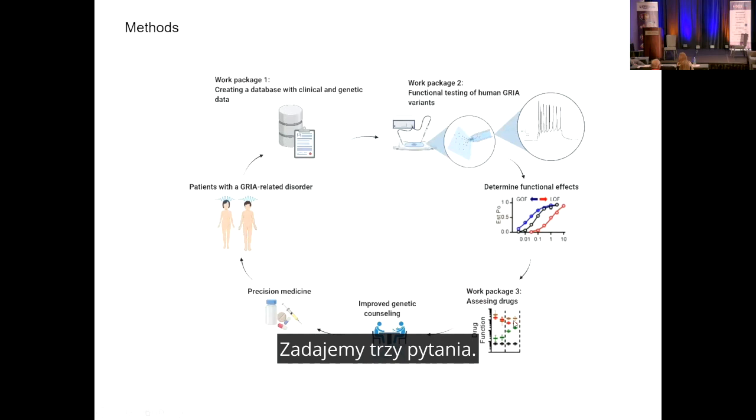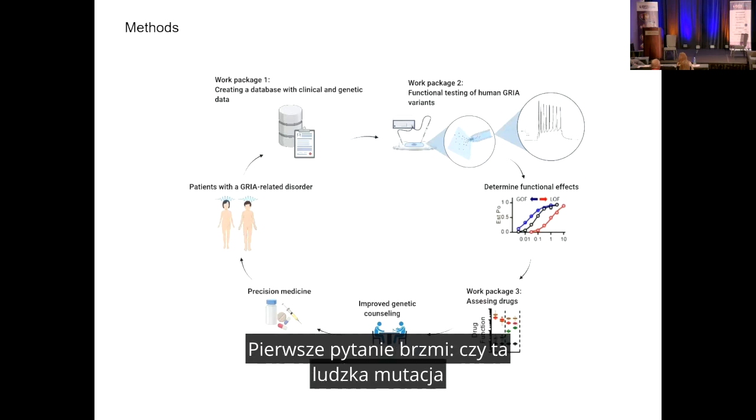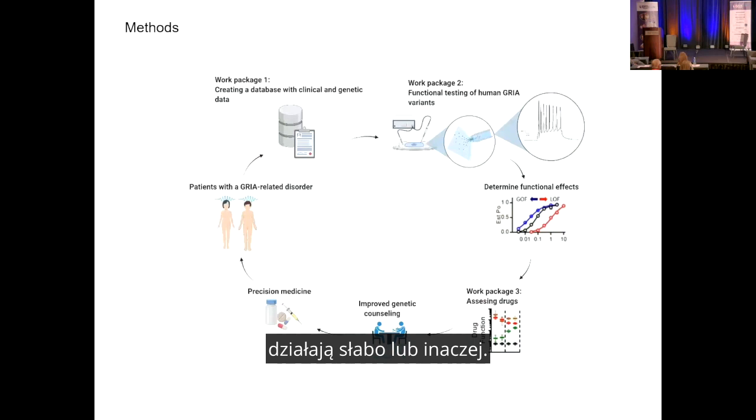And what we do is we ask 3 questions. First question is, does this human mutation affect the function of the AMPA receptor? And then we study this. We can measure if a mutation is making the AMPA receptor work poorly or differently.